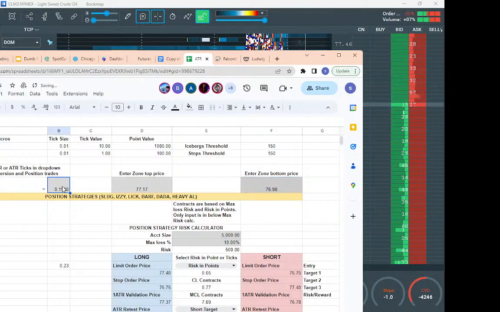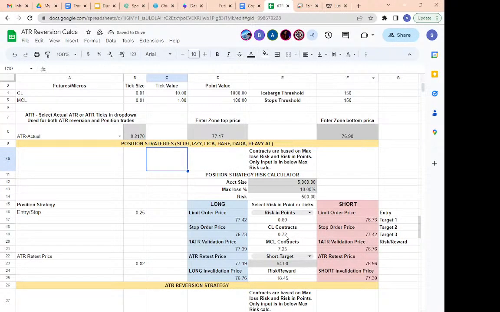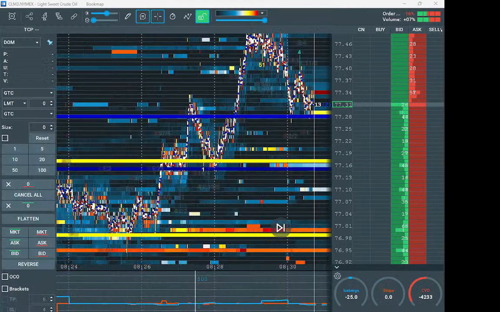77.17 is the new zone. 76.98 is the bottom of your zone. ATR is 0.217. All right, so now my new validation price to make this new setup long, it needs to touch 39. If it touches 39, retest failure, I can go long the barf again at 42.